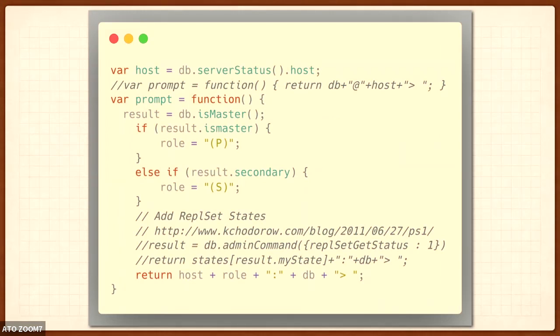And here's how I went about customizing my Mongo prompt, making sure I knew which host I was on and whether it was currently a primary or a secondary node.